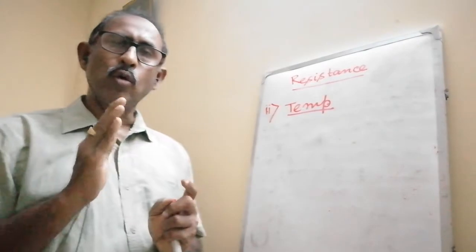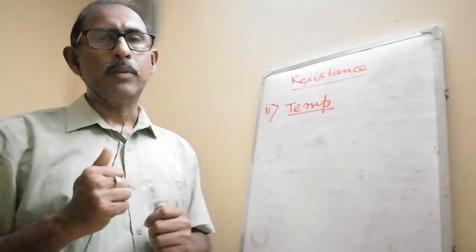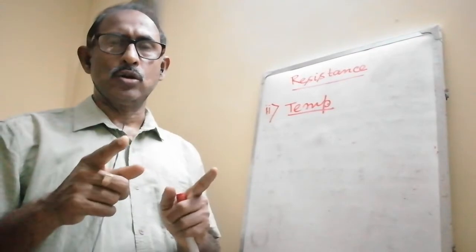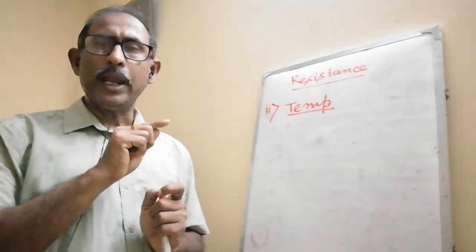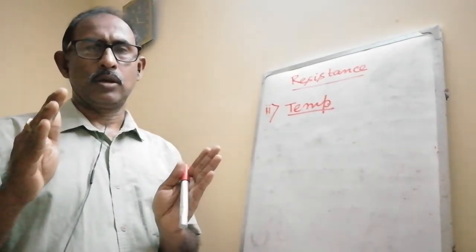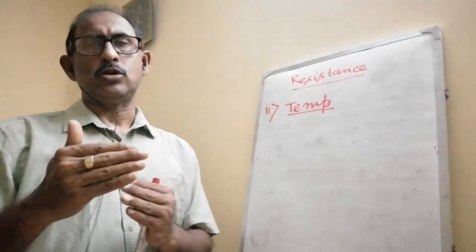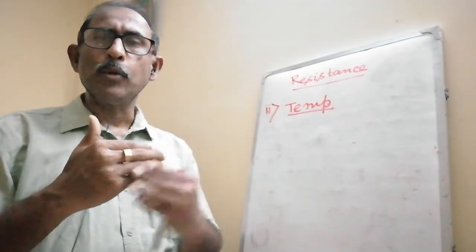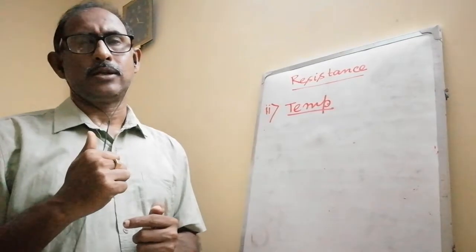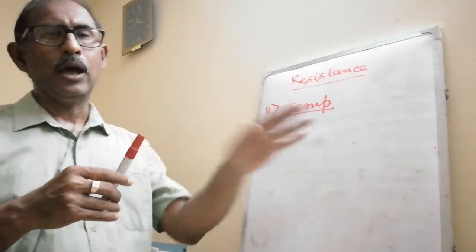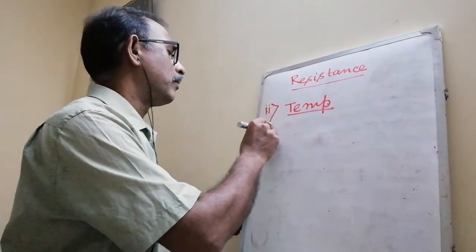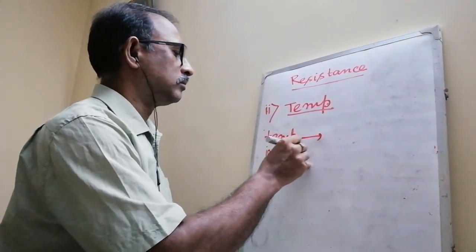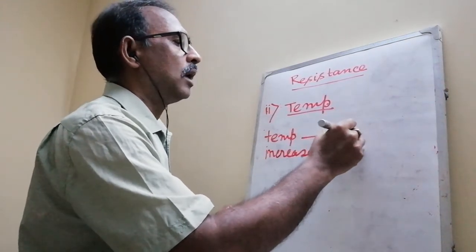Now the question is why the resistance increases with the increase of temperature. Because when the temperature increases, the speed of the free electrons increases. That means free electrons move through the conductor at high speed. Then the collisions of free electrons increase. Since the collisions increase, the opposition increases. That is why resistance increases. That is why when the temperature increases, the resistance increases.